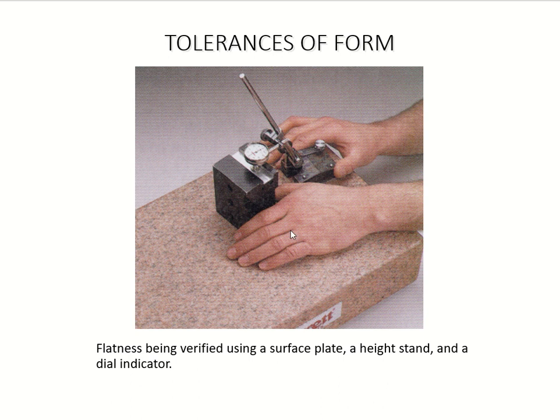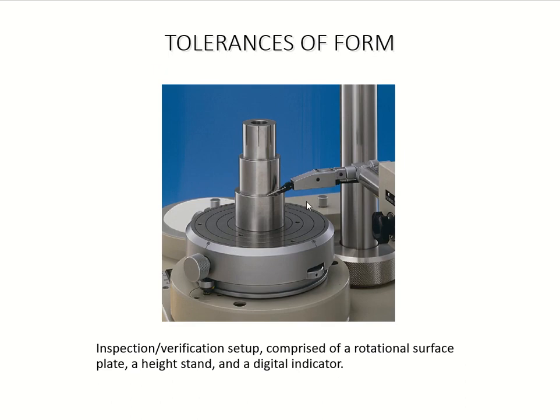So tolerance of form outside, and this is what we're talking about. You have your surface plate, this guy right here, and then the height stand, and then your dial indicator. Here we're using the inspection verification setup, and we have a rotation. This is rotating. You can see it very clearly. Surface plate, and then your height stand, and then your digital indicator is taking a measurement for that.